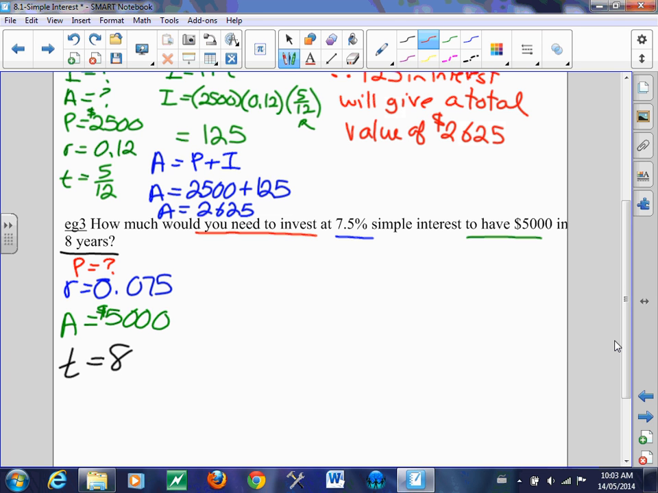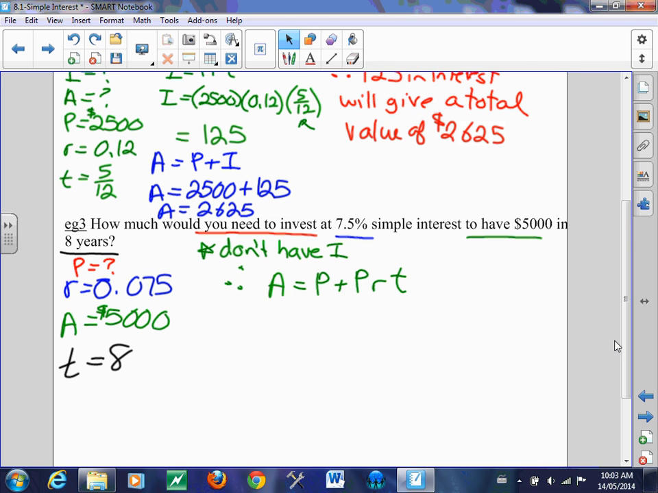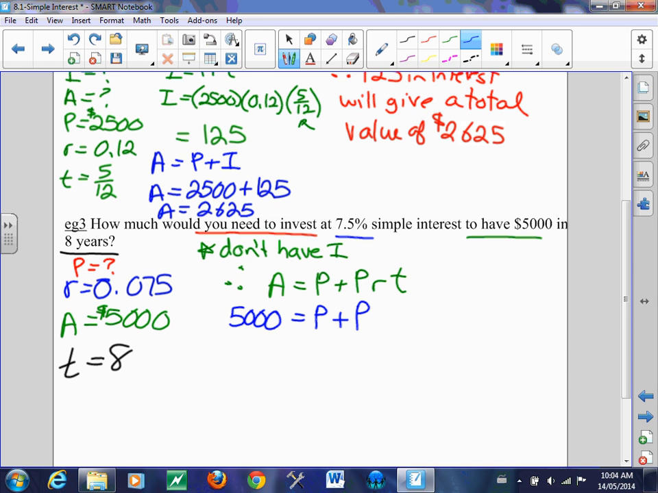Okay. So we could switch that simple interest formula around, but guess what? We don't have I. So we don't have the interest amount, right? So therefore, we're going to use the combined formula, which is A equals P plus PRT. Sub in what we know and try to rearrange it. Okay? So what we have, the final amount is $5,000 equals our principal, which we're trying to find, plus our principal times 0.075 times 8.